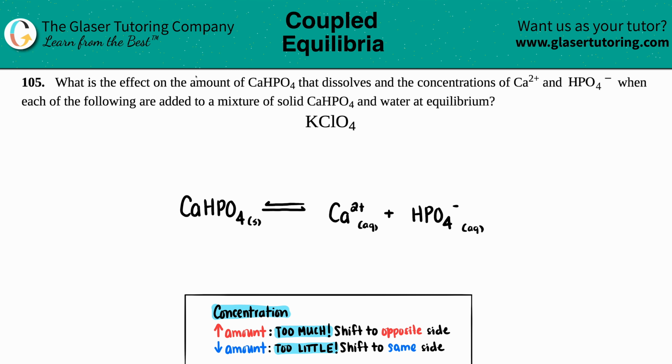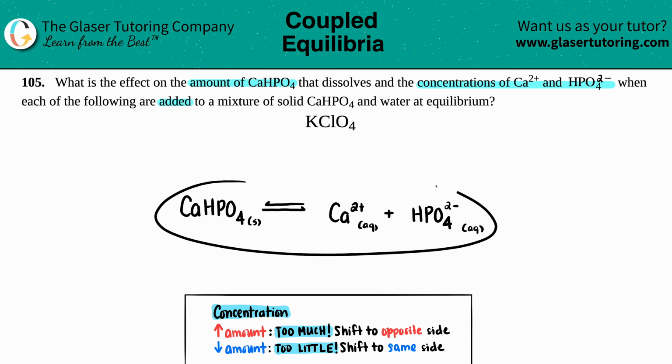105. What is the effect on the amount of CaHPO4 that dissolves and the concentrations of Ca2+ and HPO4- when each of the following are added to a mixture of the solid CaHPO4 and water at equilibrium? Now, I do notice here that they put HPO4 as a negative charge. Technically, this should be a 2-. HPO4 is generally a 2-, so maybe I'll put that here. And in this case, we're adding KClO4.